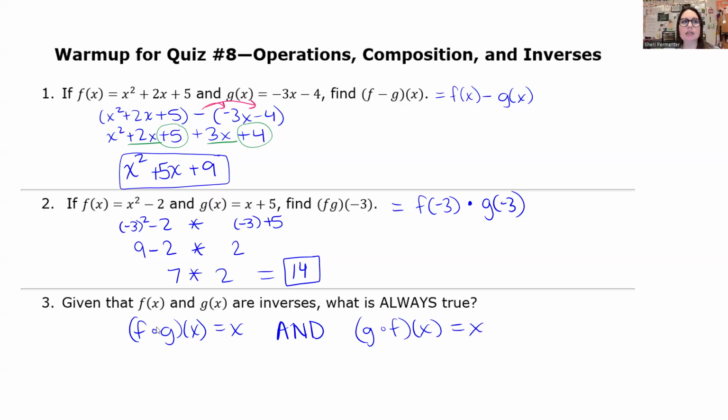So remember that this has the little symbol. So it looks like fog and goff, but it's f of g of x and g of f of x. They are both equal to x. And you don't do anything with it. You just need to know that that's true.